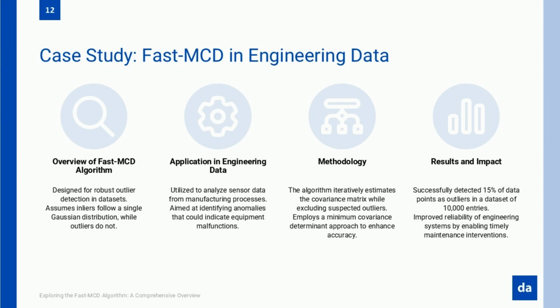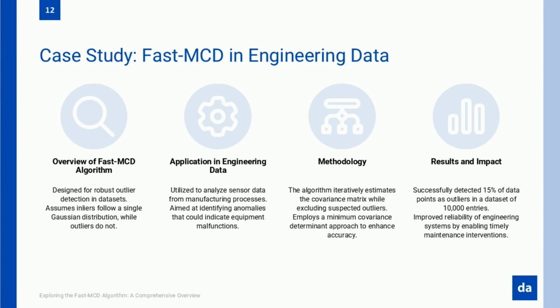FastMCD successfully detected 15% of data points as outliers in a dataset of 10,000 sensor readings. Engineers cross-checked these flagged anomalies and found that a majority of them corresponded to actual equipment issues, allowing them to schedule preventive maintenance before failures occurred. This reduced unplanned downtime, saved the company millions in repair costs, and increased overall production efficiency.